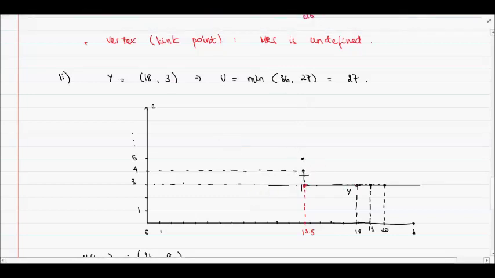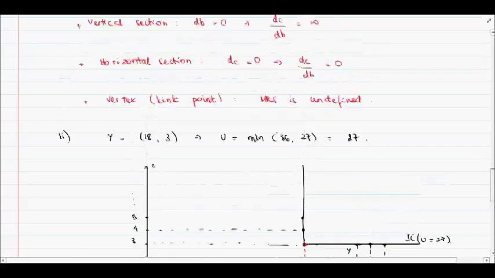Alright, so anything going up from here, going all the way up. So this is our indifferent curve with the level of utility of 27, and that is going through bundle Y. And how about bundle Z? We're going to do exactly the same thing.